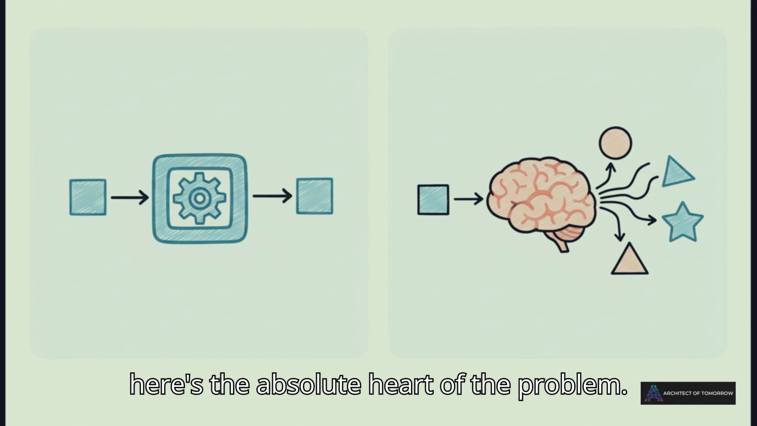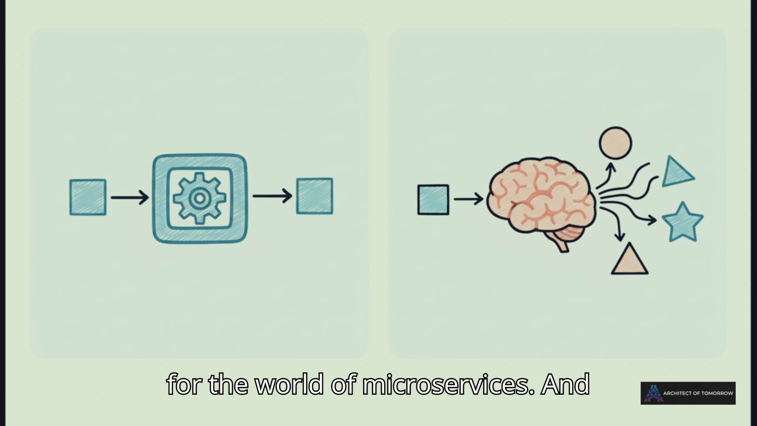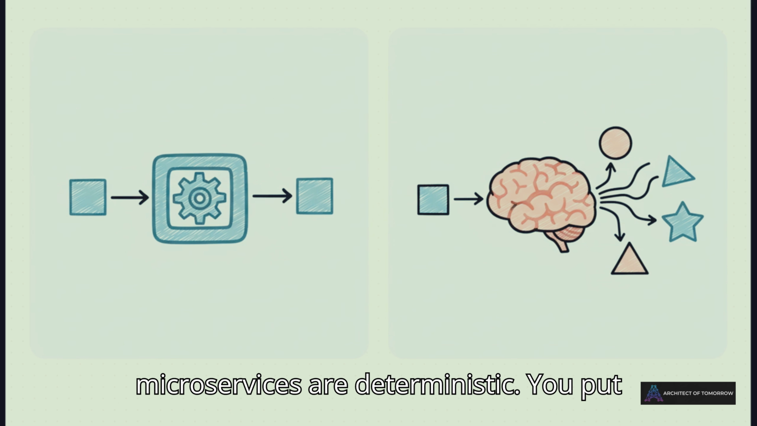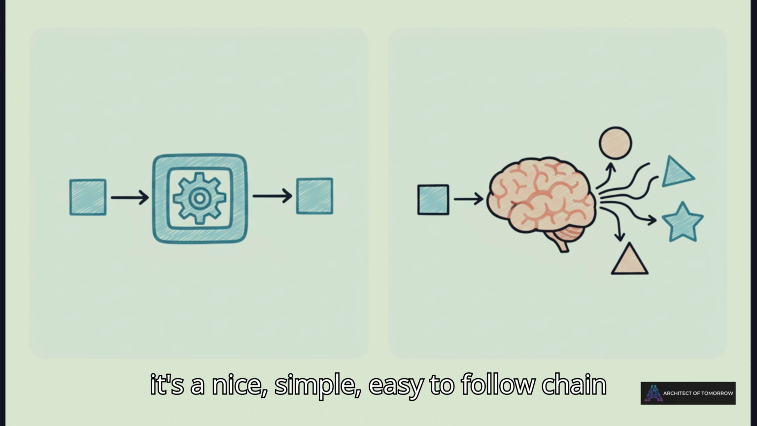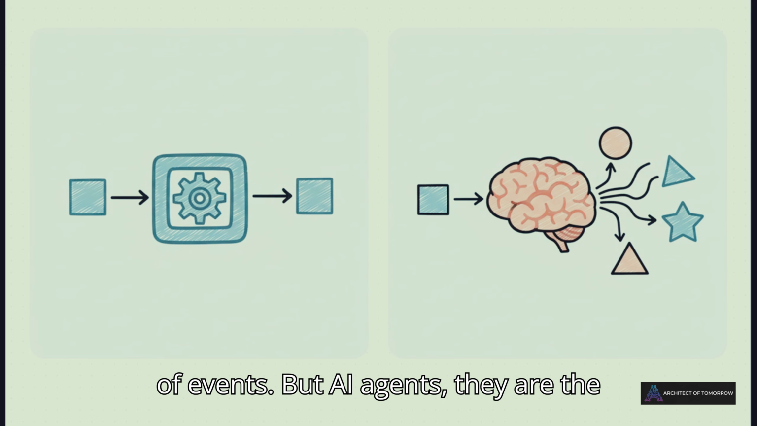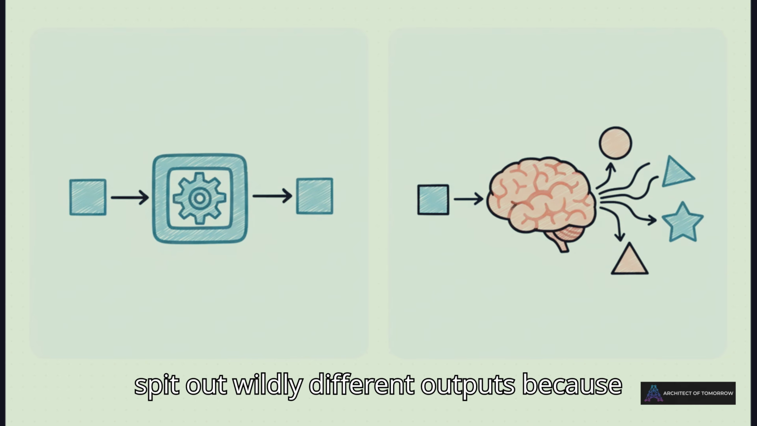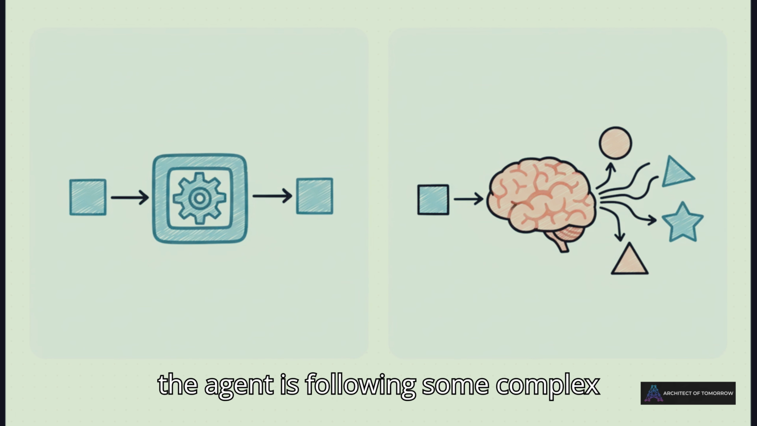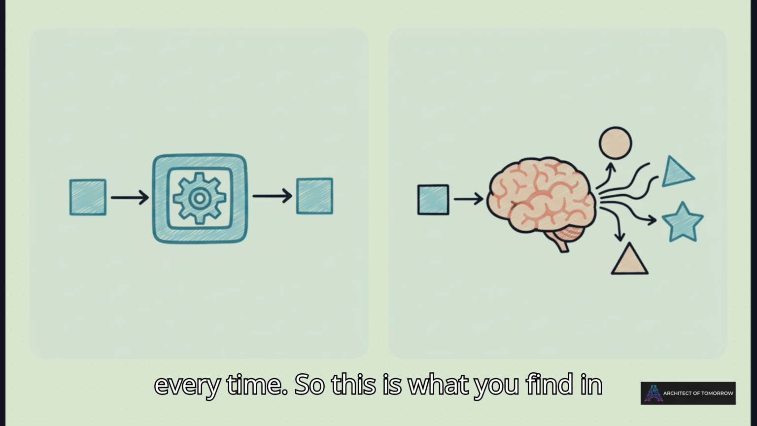And here's the absolute heart of the problem. All our observability tools were built for the world of microservices. And microservices are deterministic. You put an input in, you get a predictable output. It's a nice, simple, easy-to-follow chain of events. But AI agents? They are the complete opposite. They're non-deterministic. The very same input can spit out wildly different outputs because the agent is following some complex internal reasoning path that changes every time.